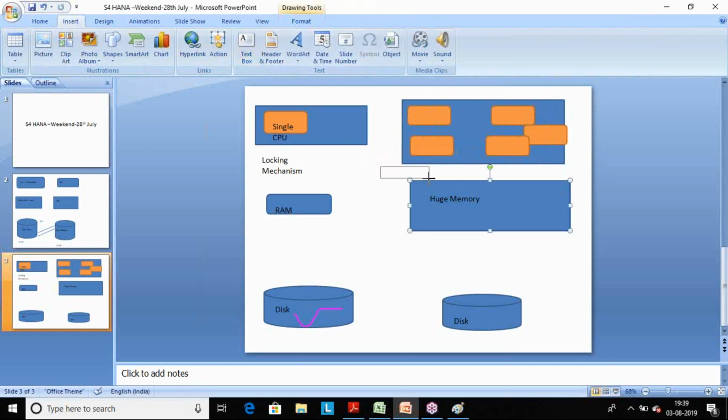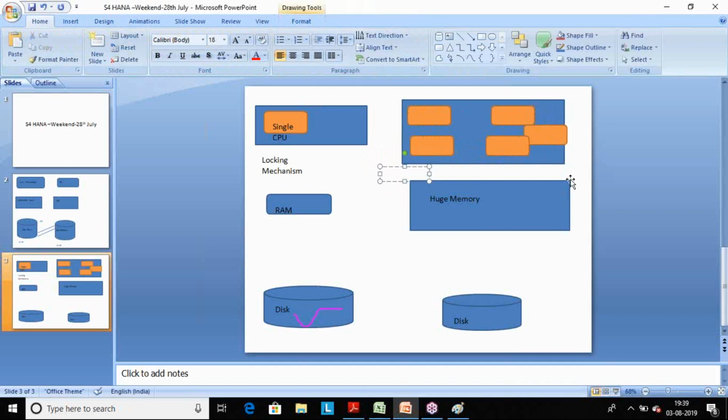If you check the SAP document that I shared, you will find all this. Right now I'm explaining the H01. So this is your multi-CPU with multi-cores.